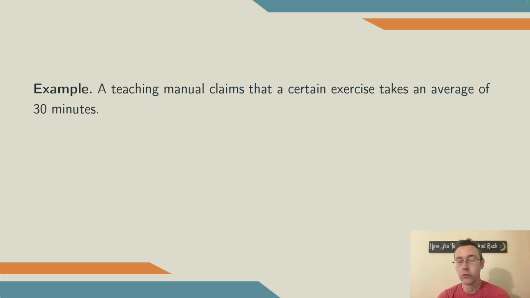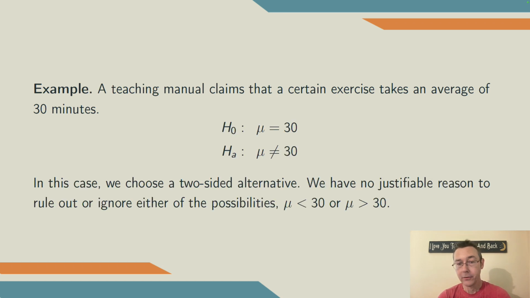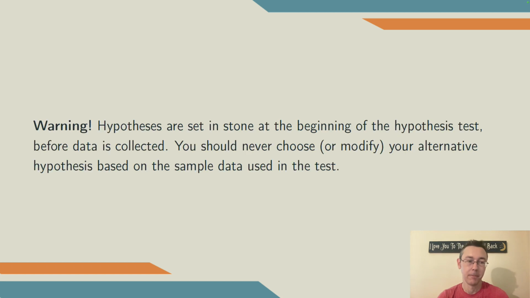Here's an example for you to try. A teaching manual claims that a certain exercise takes an average of 30 minutes. Just write down a null and alternative hypothesis for this one. My null hypothesis is that the actual mean for the amount of time taken on these exercises is 30 minutes. In this case, I'm going to choose a two-sided alternative, that the population mean is not equal to 30. We don't have any justifiable reason to rule out or ignore the possibility that the true mean is less than 30 or greater than 30.